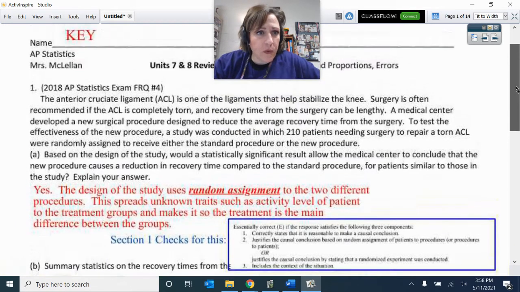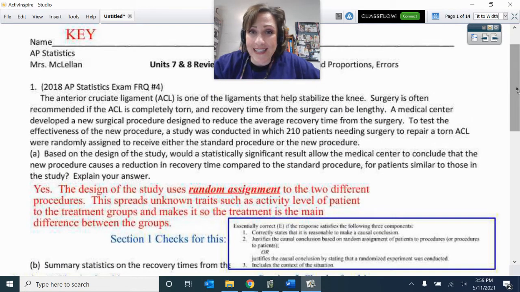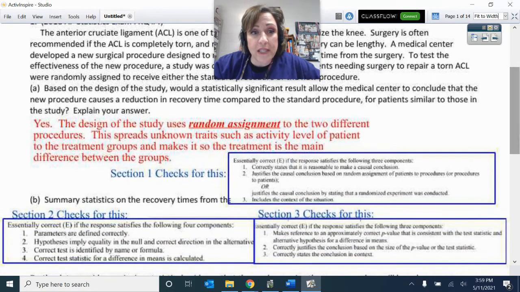So what happens is we first have this scenario, and it is an experiment. And so then we're asked basically, what are we able to infer from this experiment? It says, what can you conclude? What would a statistically significant result allow you to conclude? So what that's going for is the fact that this was an experiment. Yes, the design of this study uses random assignment to the two different procedures. And so that random assignment spreads unknown traits evenly.